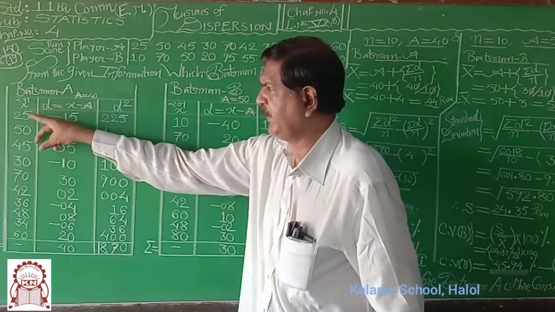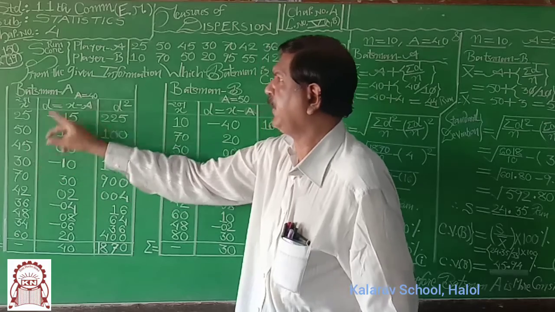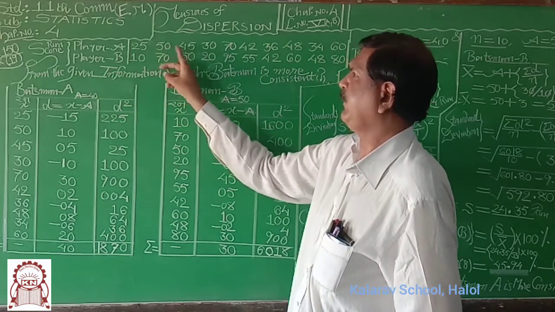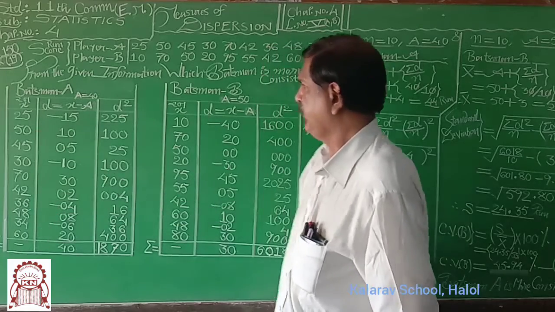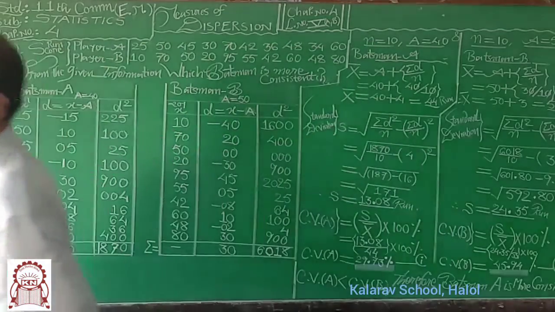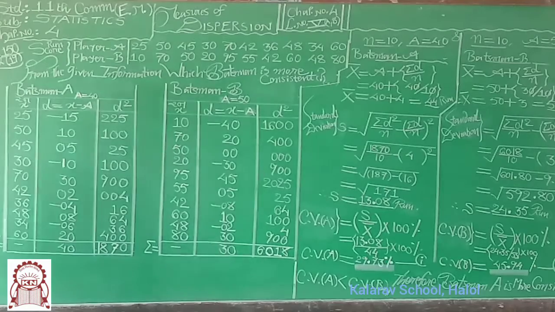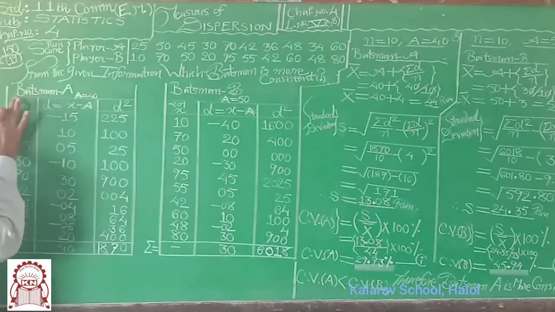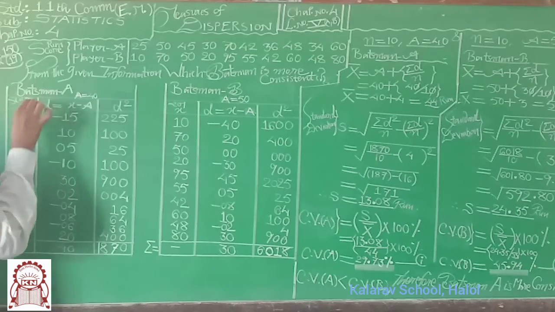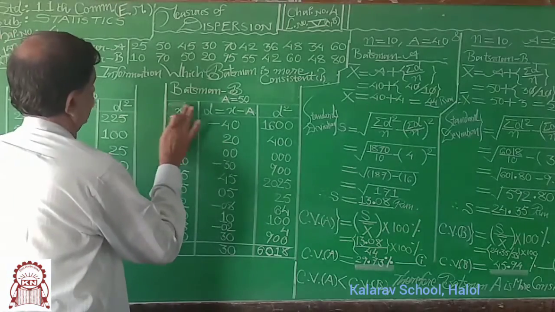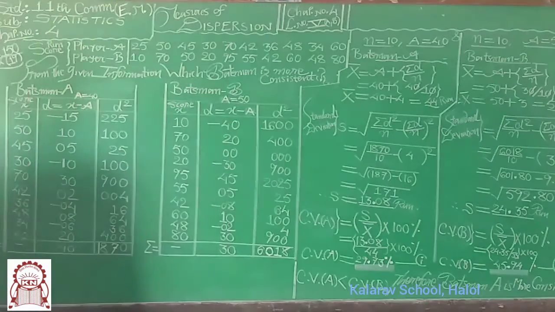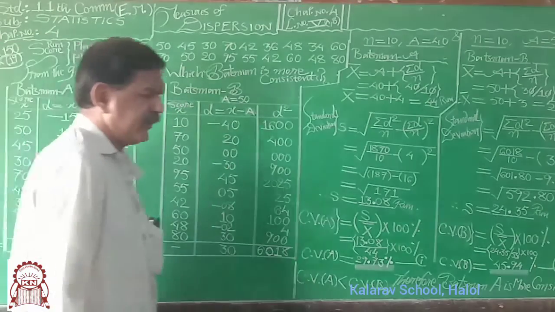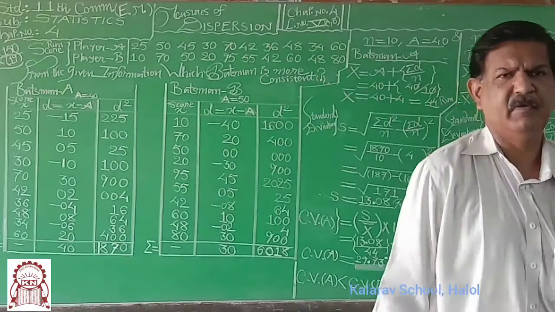Score of player A: 25 runs, 50 runs, 45 runs. See, 25, 50, 45, 30. Score of player A, that is X, means given score. X means given score, right? Then D equal to X minus A, and then D square.